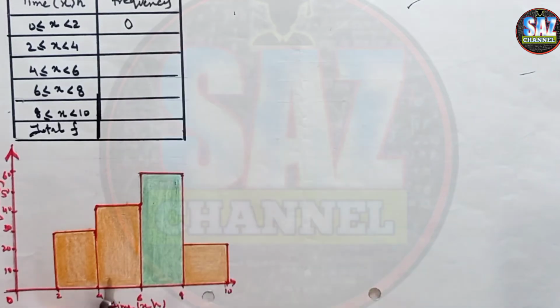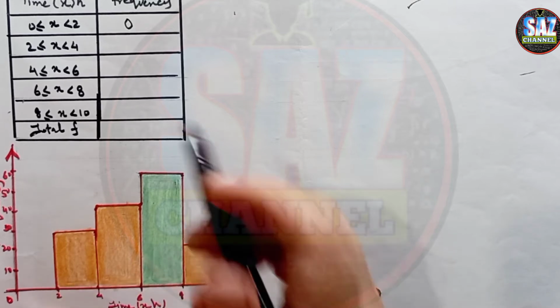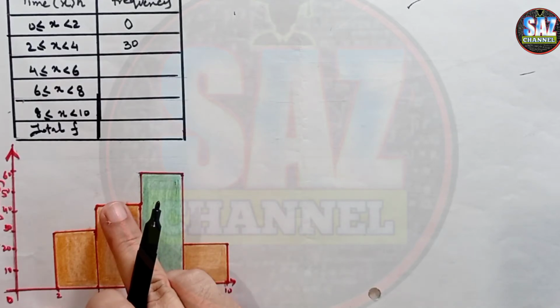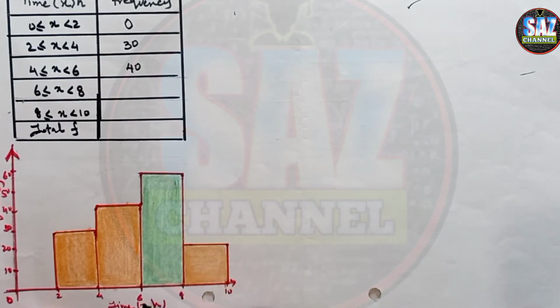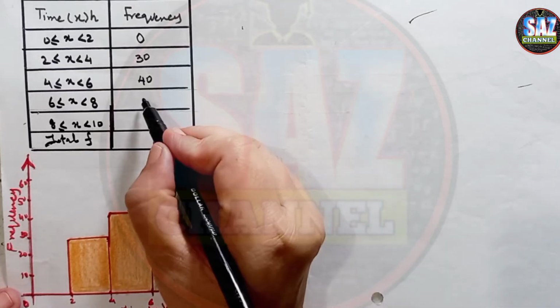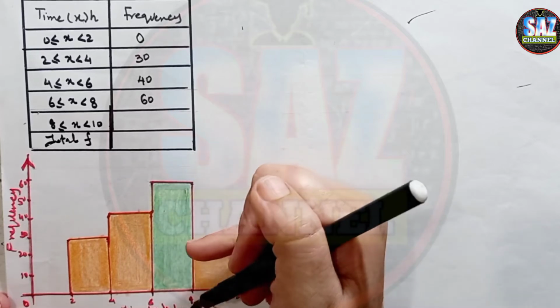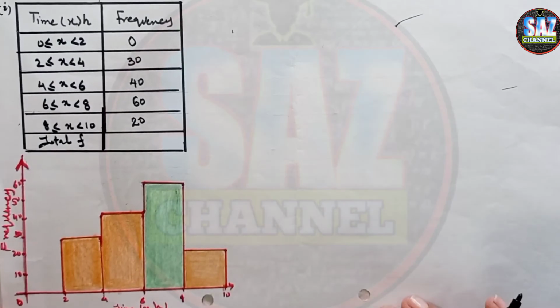Then for 2 to 4 the graph is ending in front of 30, and then from 4 to 6 the graph is ending in front of 40, and then for 6 to 8 the graph is ending in front of 60. I'm reading the actual graph as well, and from 8 to 10 the graph is ending in front of 20. I hope students you are clear how we are completing and constructing the frequency table.